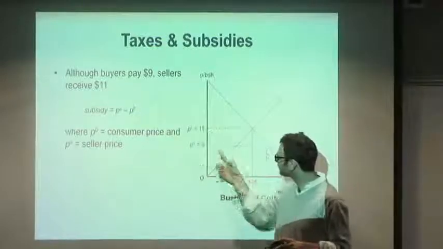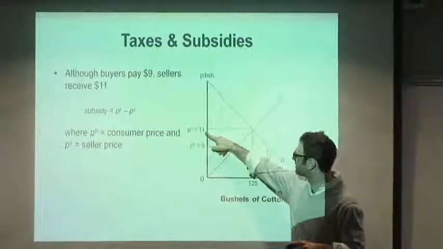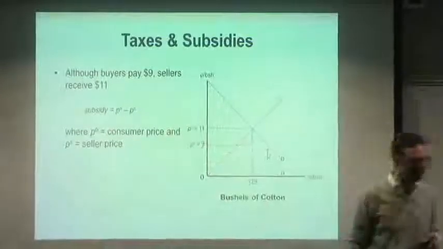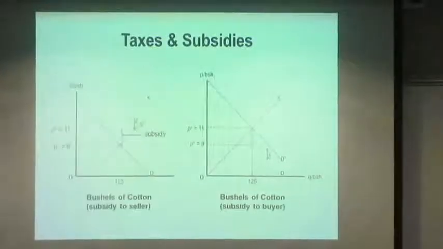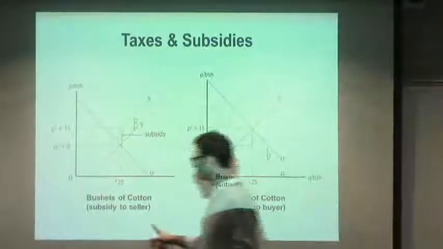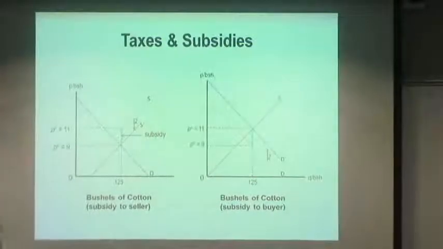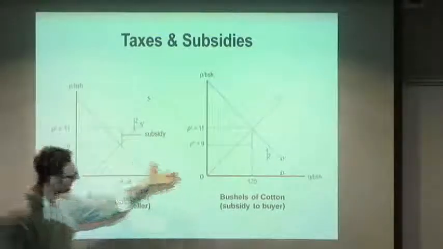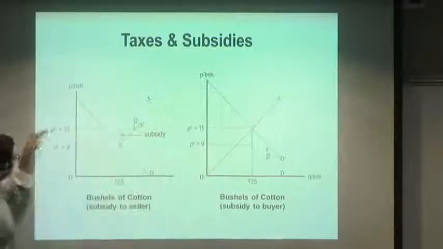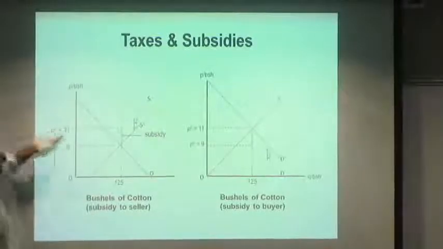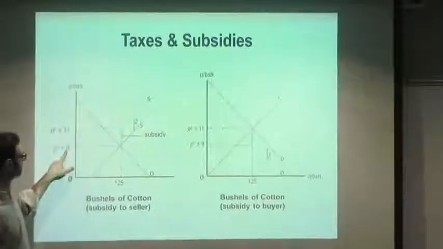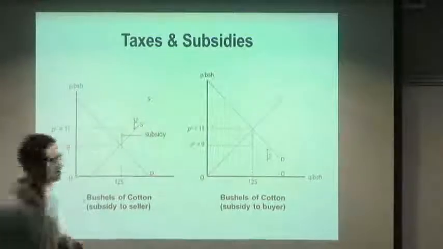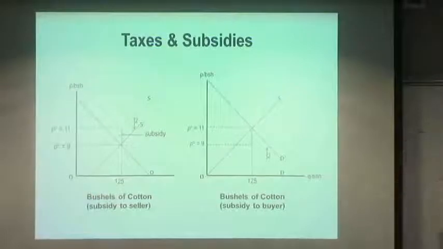So we end up with a price received by sellers of 11 and a price paid by buyers of 9. Again, this is no different than the case we just saw when the subsidy was levied on sellers. The only difference is that in one case, the supply curve is moving down, in the other case, the demand curve is moving up. But the end result, $11 to sellers, $9 paid by buyers, is the same. The economic incidence of a subsidy is unchanged, regardless of the legal incidence of the subsidy.